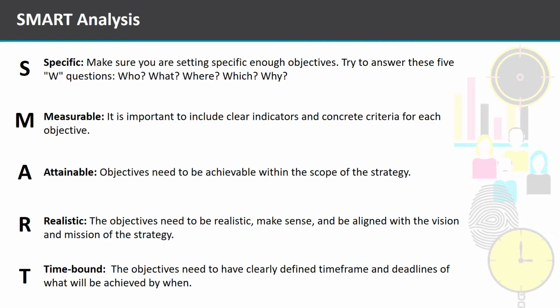A stands for attainable. Objectives need to be achieved within the scope of the strategy. R stands for realistic. The objectives need to be realistic, make sense, and be aligned with the vision and mission of the strategy. T stands for time-bound. The objectives need to have clearly defined timeframes and deadlines for what will be achieved by when.